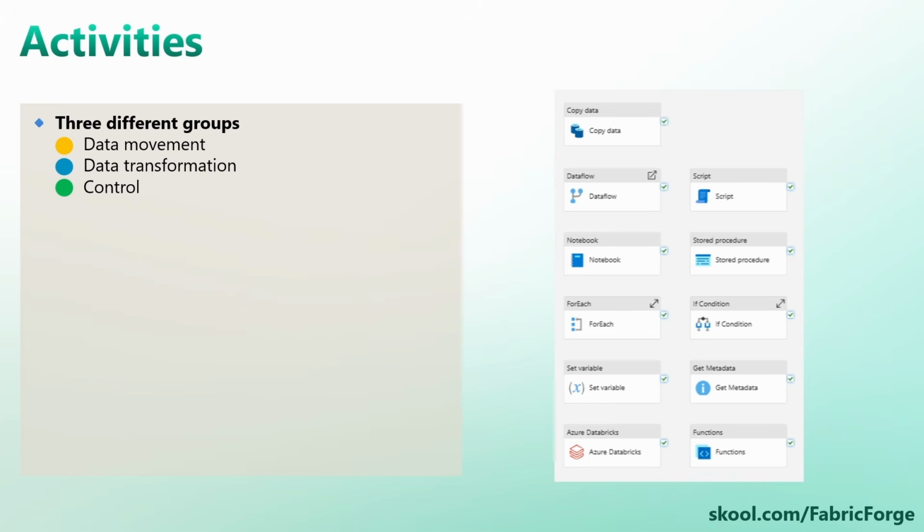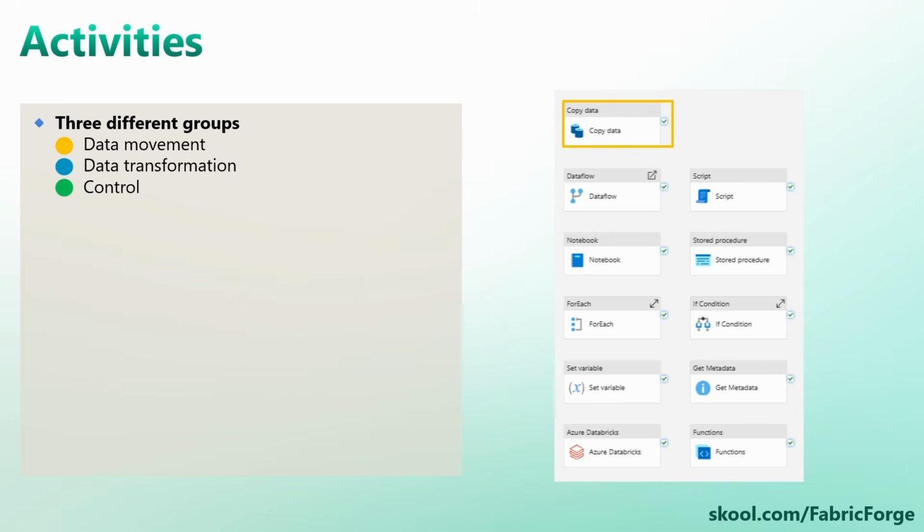To be honest, I'm not the biggest fan of how these activities are grouped into these different categories, since it is a bit confusing. But basically, the copy data activity is the only one that is classified as a data movement activity, since it can copy data from source A to B.